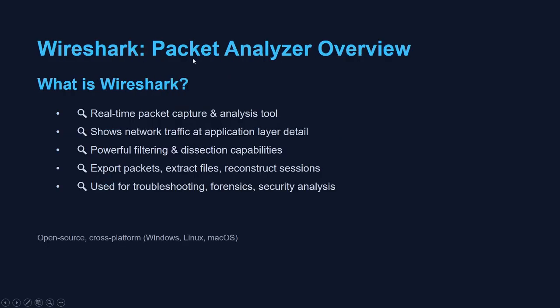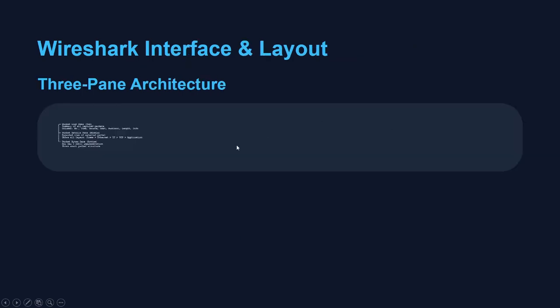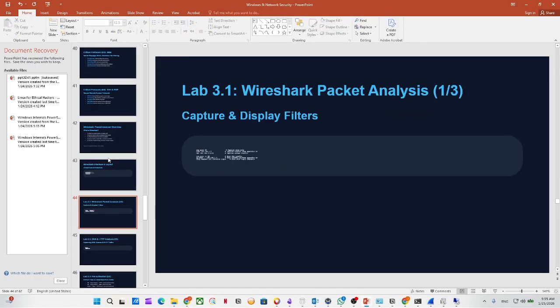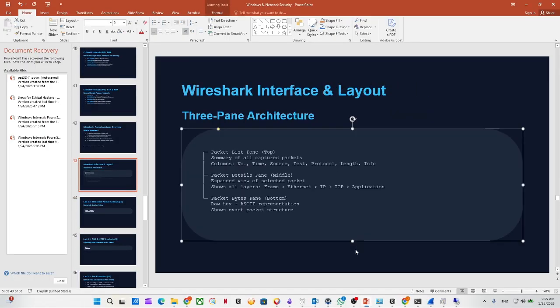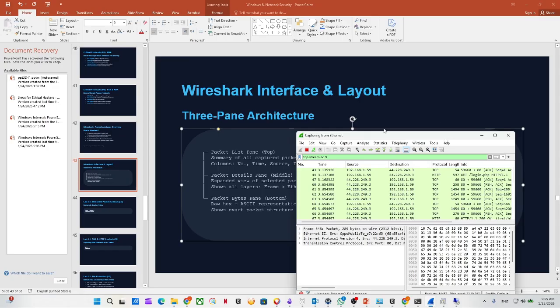Now we'll talk about the Wireshark packet analyzer overview. Wireshark is a real-time packet capture and analysis tool. It shows network traffic at application layer detail, with powerful filtering and dissection capabilities. It exports packets, extracts files, and reconstructs sessions, used for troubleshooting, forensics, and security analysis. So basically we have seen what Wireshark is. This is Wireshark. This is what we use to check the traffic.